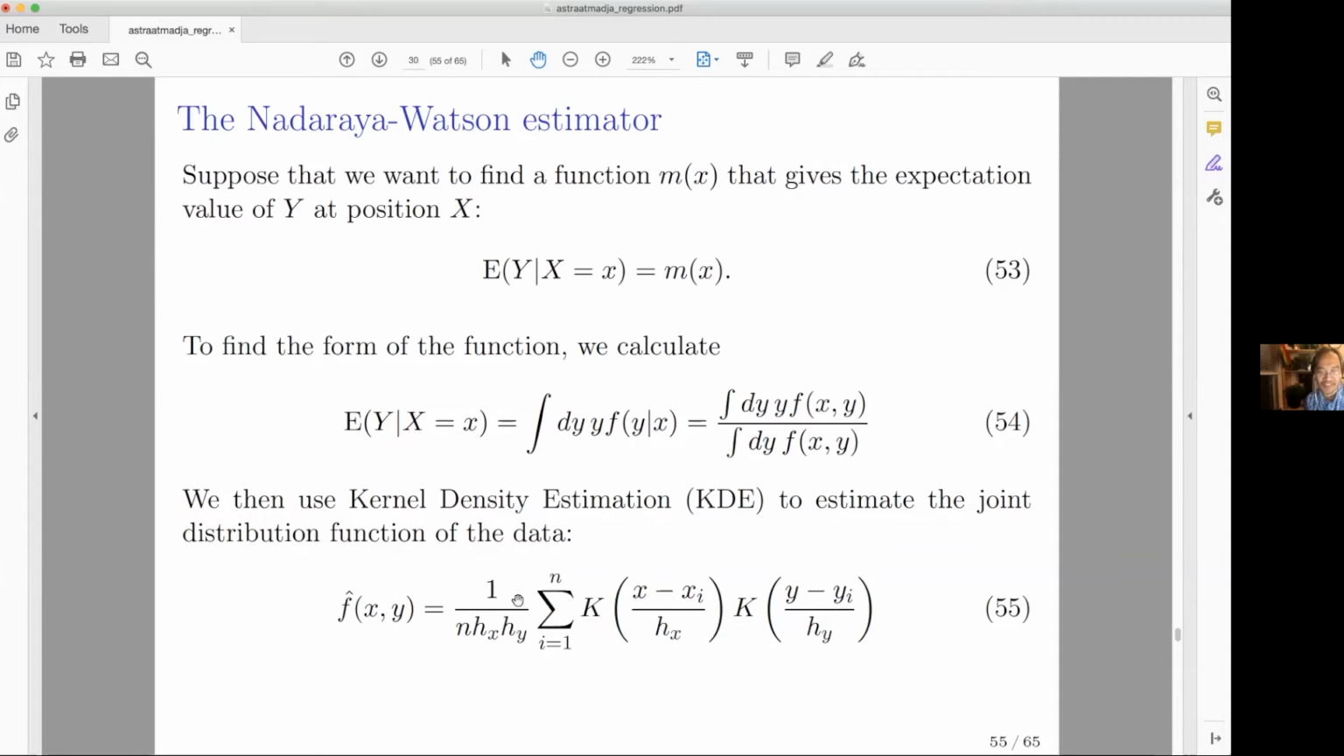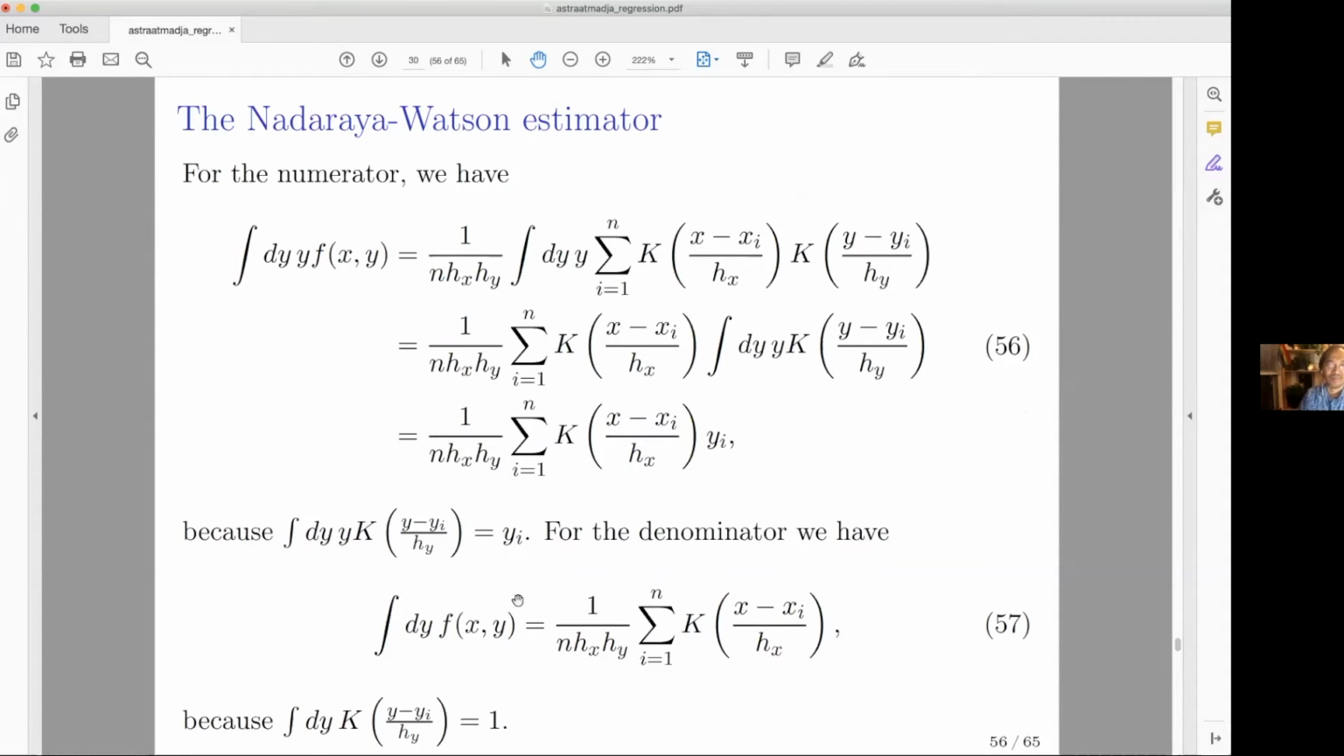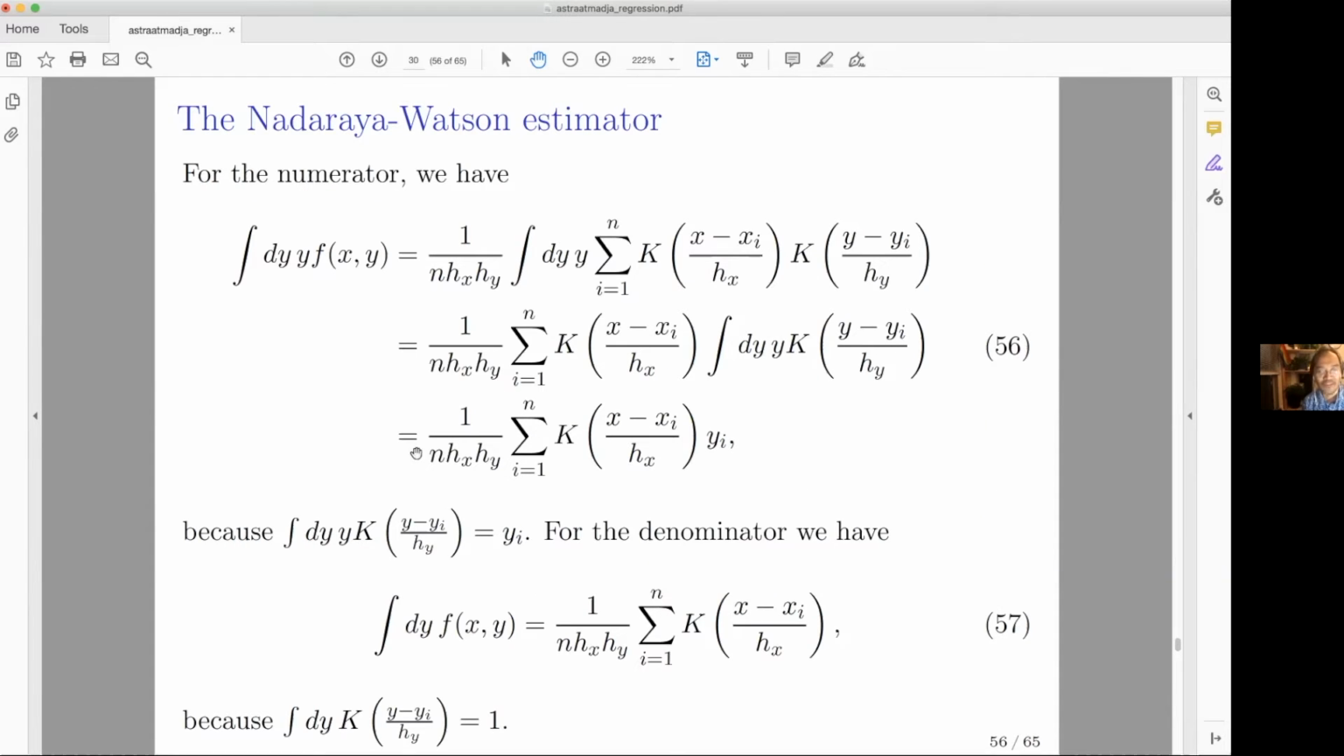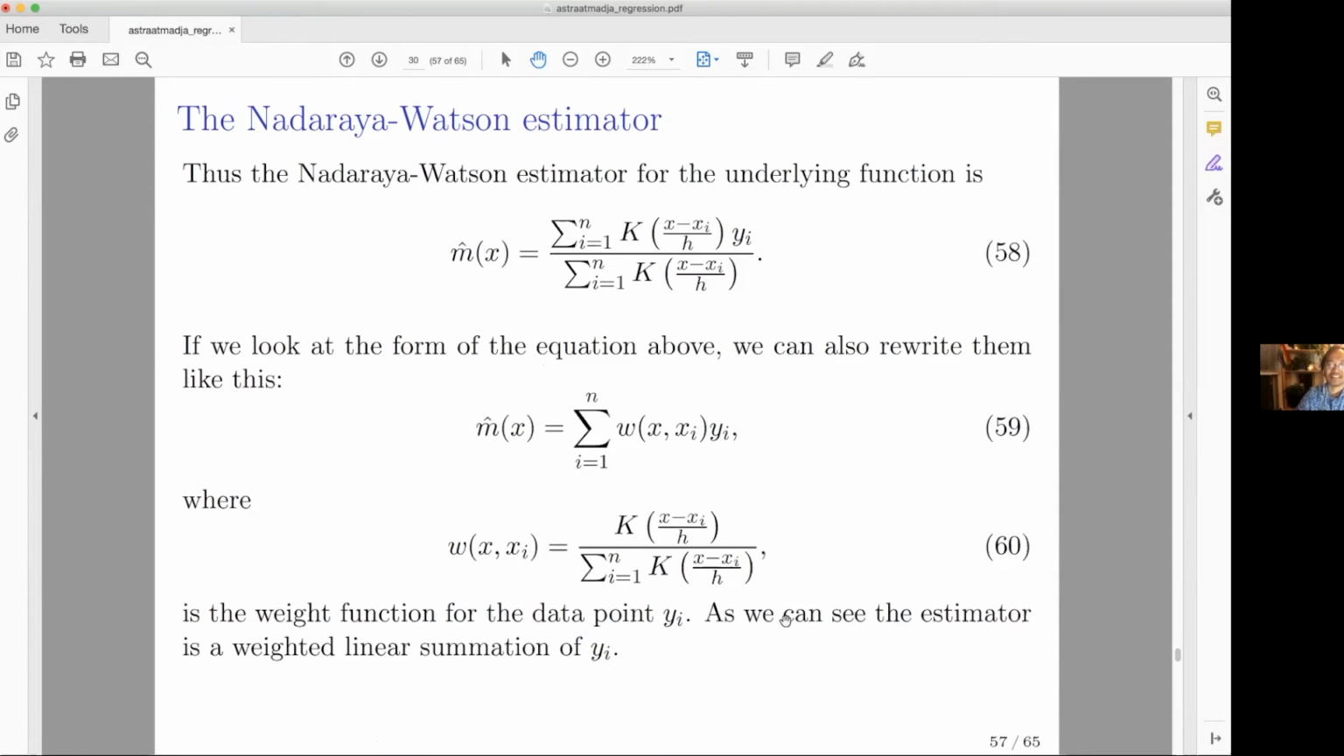You have already seen this, and it's just a bunch of derivations. But anyway, we want to find this integral, and we also want to find this integral. If we work it out, we find that the numerator, the upper part, is the weight of the y's, and the bottom part, the denominator, is the summation of the kernel function. So then we have the function. That's what it looks like.